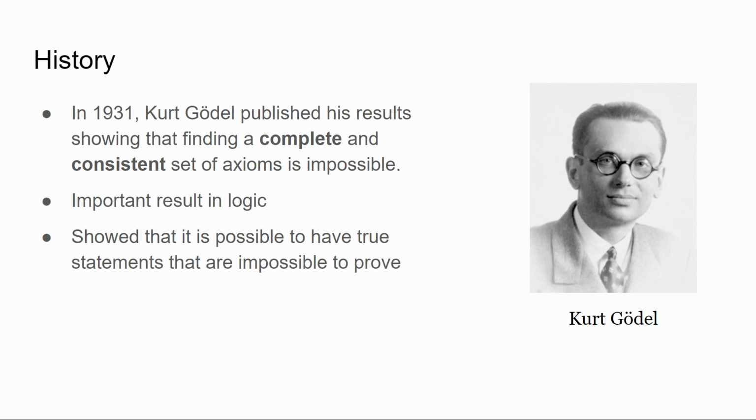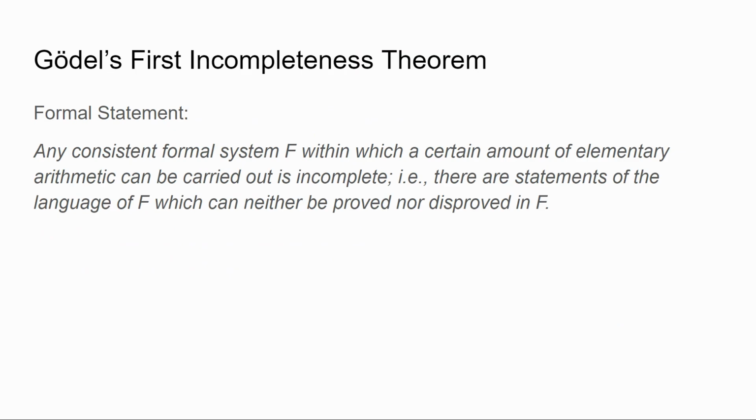And a Gödel statement is a statement that is true if and only if it cannot be proven within a formal system. Gödel's first incompleteness theorem formally states that any consistent formal system F within which a certain amount of elementary arithmetic can be carried out is incomplete. In other words, any consistent formal system will have statements that can't be proved or disproved using the axioms and inference rules of that system.